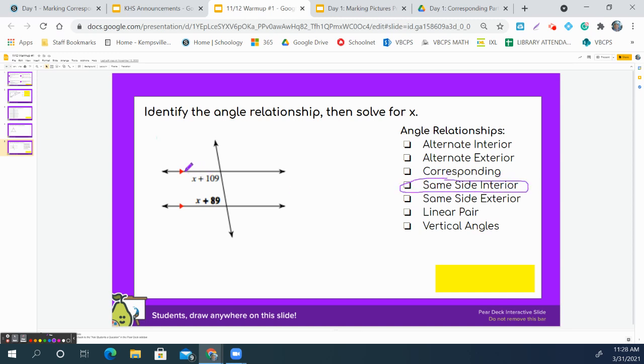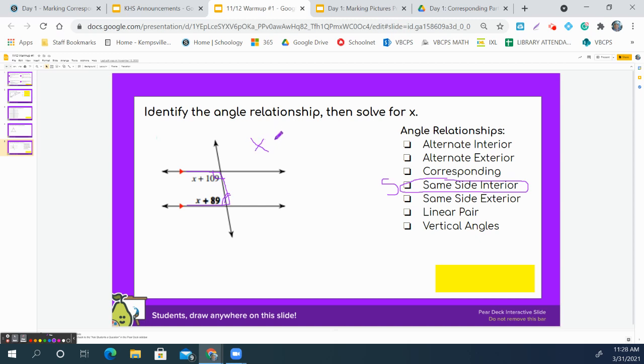What's the best chorus I've had yet today? So if I've got same side interior, what do I do with those expressions? Add them or set them equal? Add them. Say it with gusto. Add them, right? I've got one obtuse angle up here and one acute angle down here. They are different, my friends. So same side supplementary.